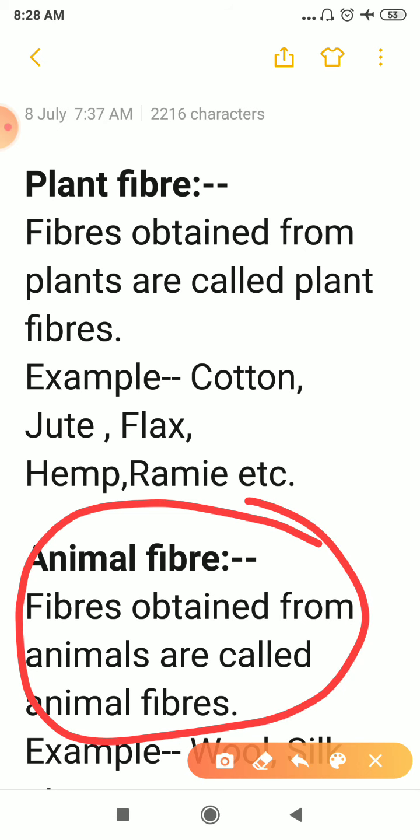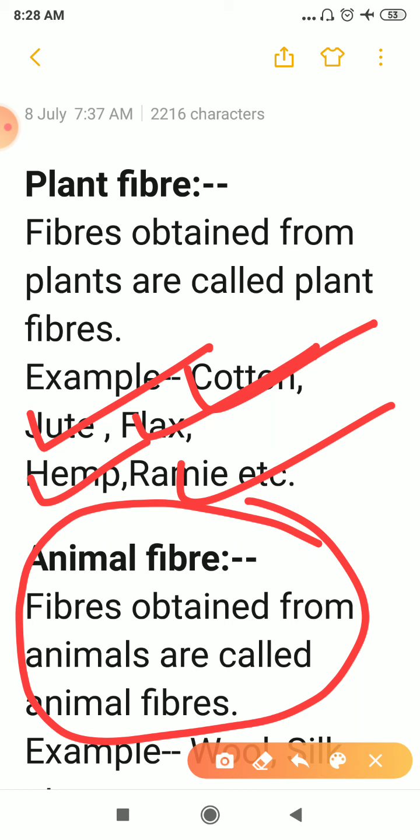What are plant fibers? Fibers that we obtain from plants are called plant fibers. For example, cotton, jute, flax, hemp, rami, etc. All these are plant fibers because plants are the source of them. We have already discussed plant fiber, especially cotton and jute. How cotton is cultivated, what are the requirements for the cultivation of cotton, and how cotton and jute fiber is converted into fabric, that we have discussed in previous class.